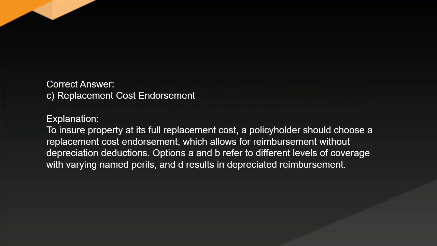Correct answer. C. Replacement cost endorsement. Explanation. To insure property at its full replacement cost, a policyholder should choose a replacement cost endorsement, which allows for reimbursement without depreciation deductions. Options A and B refer to different levels of coverage with varying named perils, and D results in depreciated reimbursement.